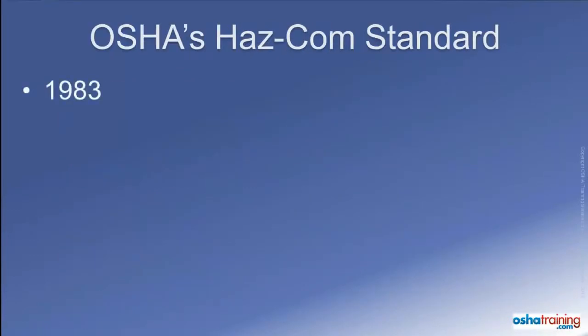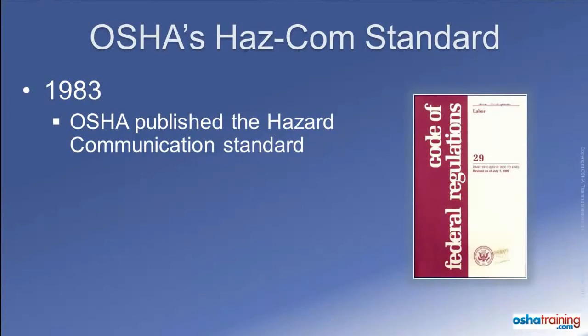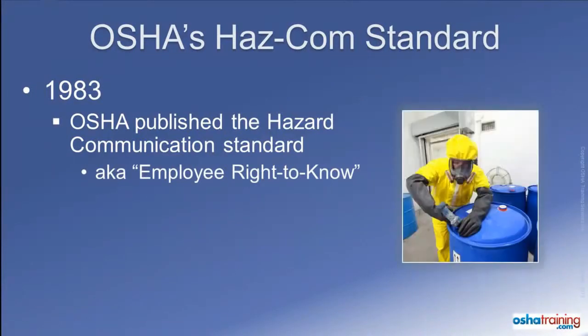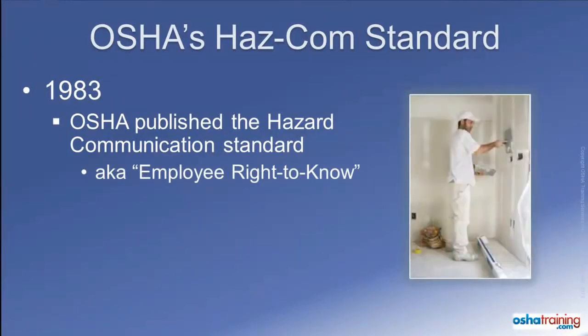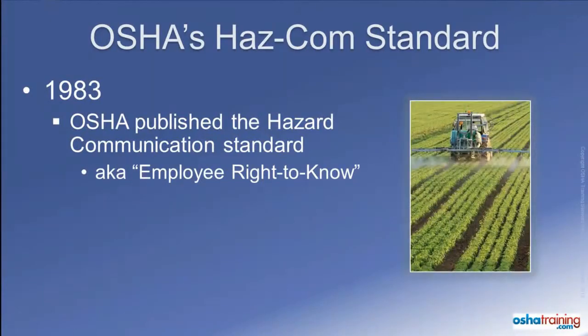In 1983, the Occupational Safety and Health Administration, or OSHA, published their Hazard Communication Standard. This important standard was often referred to as the Employee Right to Know Standard because it was developed to ensure that workers had access to information and training about the hazards of the chemicals and products they were exposed to at work.